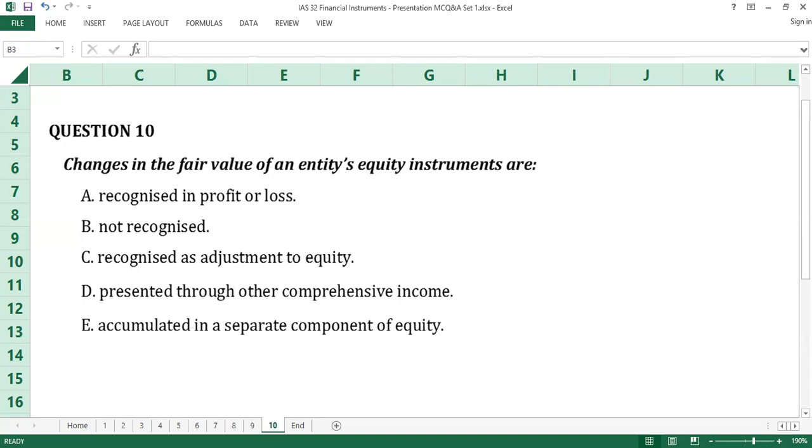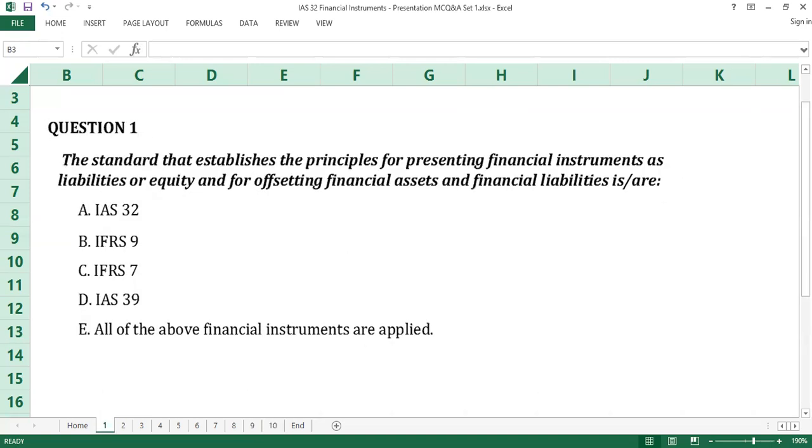Time up. We proceed to review the answers. Question number 1. The answer to question number 1 is A. IAS 32. The objective of IAS 32 is to establish principles for presenting financial instruments as liabilities or equity and for offsetting financial assets and financial liabilities. A is the answer to question number 1.